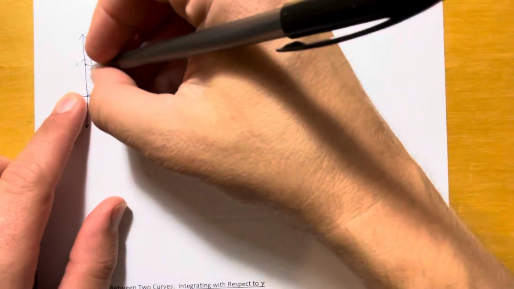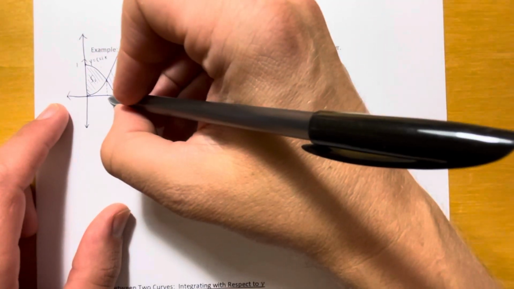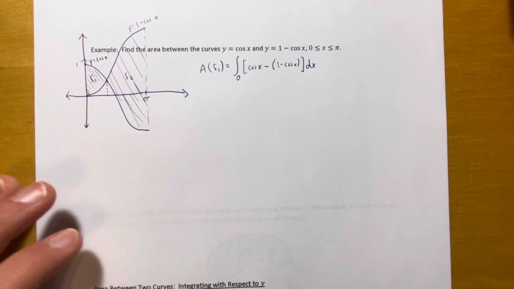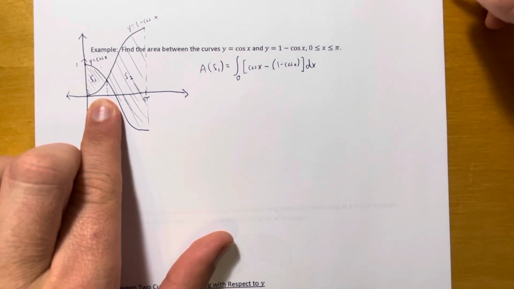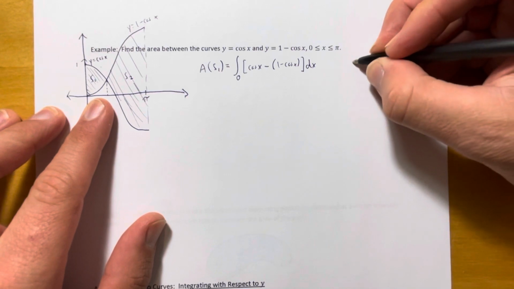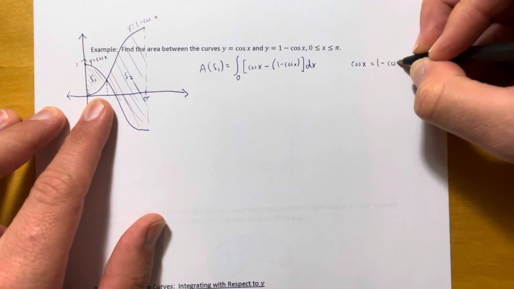And for this first little region, I have a point of intersection between these two curves, which will correspond to some x value right there. So how do I find that? I can find that value the same way I did it in the previous problem. I take the two functions, I set them equal to each other. Cosine of x equals 1 minus cosine of x.